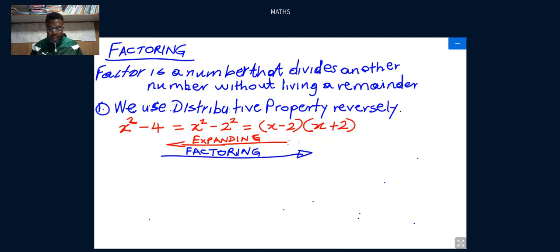Let me just go back into this slide and show you how to factorize a trinomial. There are rules in the factorization of a trinomial. This is a difference of two squares. A trinomial. Let me just think of a trinomial.